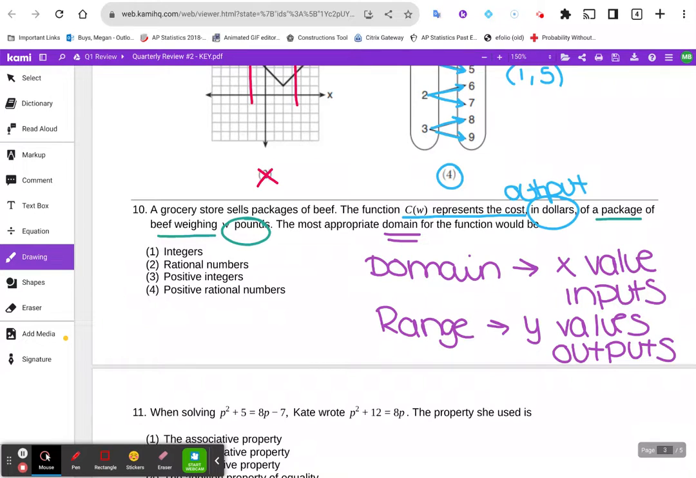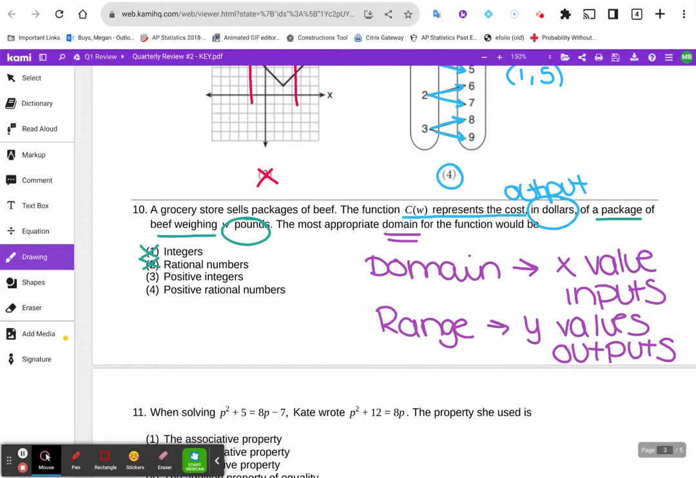Once I see that positive, that should kind of trigger a thought here, because automatically I'm going to cross off 1 and 2, because integers and rational numbers can be negative, and you're not going to be purchasing a negative amount of beef, right? You're not going to get paid because you didn't buy any beef. Like, that just doesn't even make sense. So let's make that a little bit easier for us, and we automatically cross off 1 and 2.